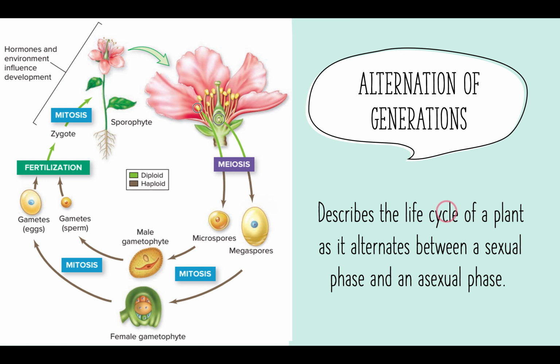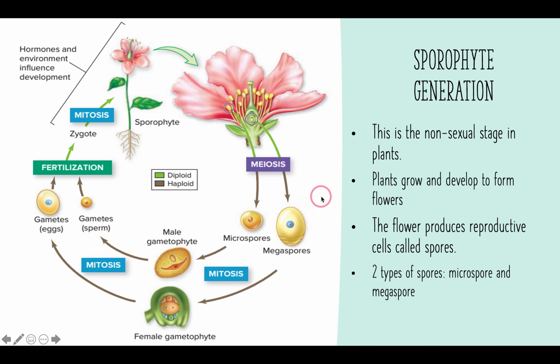So pollination is just one step in the life cycle of angiosperms. The life cycle of angiosperms is characterized by what we call alternation of generations. This describes the life cycle of a plant as it alternates between a sexual phase and an asexual phase. So let's get to know each of these phases by starting first with the sporophyte phase or generation. This is the non-sexual stage in plants. Think of this as the stage where plants grow and develop.